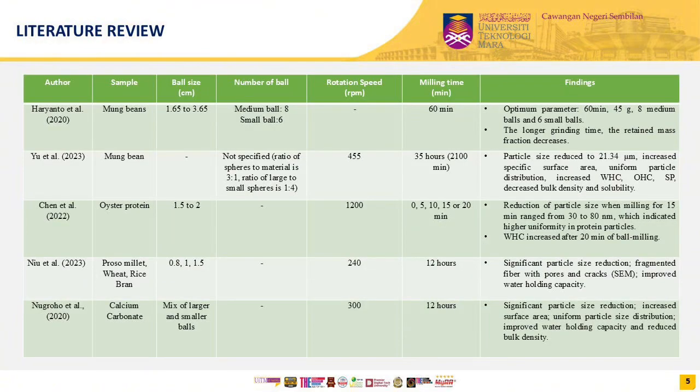Literature review. Several studies have explored the impact of ball milling on various raw materials, including mung beans, oyster protein, and grains like proso millet and rice bran. The key factors affecting milling efficiency include ball size ranging from 0.8 cm to 3.65 cm, rotation speed ranging from 240 to 1200 rpm, and lastly, milling time ranging from 5 minutes to 35 hours.